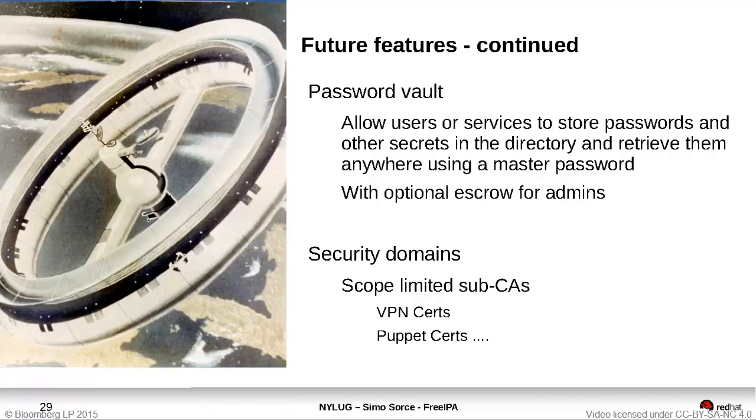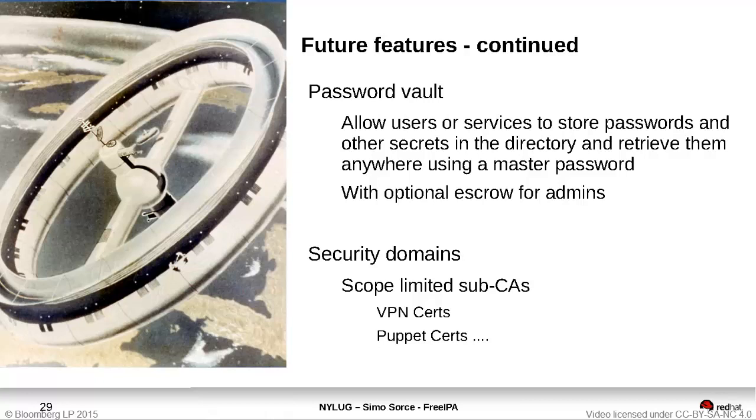One of the things we have with this CA is that all the certificates are the same at the moment. And what you want to do is to allow scoped certificates. So you want the certificates that are valid for VPN access to not be used for Puppet, or vice versa. You want to have separation there.